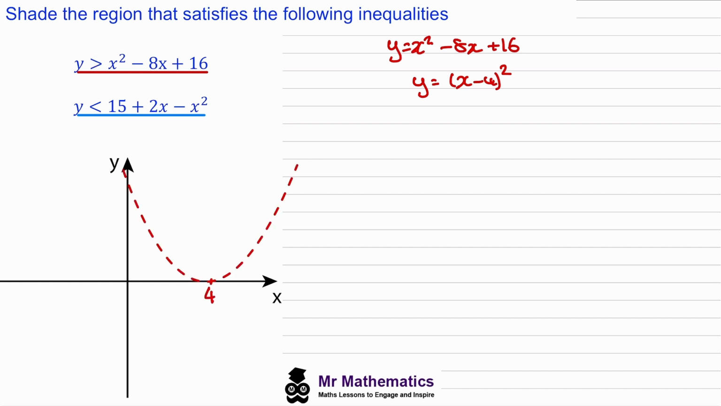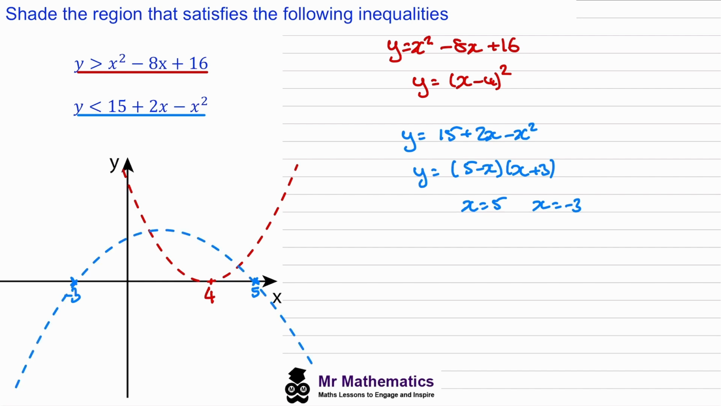And then for our second inequality, we've got y is equal to 15 plus 2x minus x squared. And again, we can factorize this, so we get y equals 5 minus x multiplied by x plus 3. So our solutions are when x equals 5 and x equals negative 3. So we'll say about here and about here, and we'll have an intercept of 15. And again, because this is not equal to, this will be another dashed line.